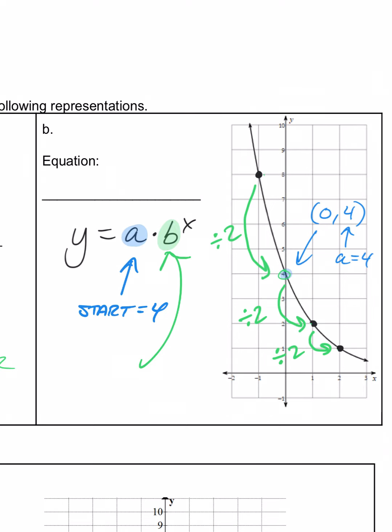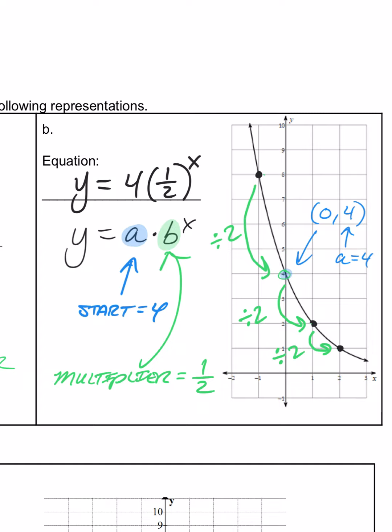Now your multiplier is going to be 1/2, because we need to multiply by 1/2 to divide by 2. Our equation is going to be y is equal to, we start at 4. Now, I like to use parentheses when I have fractions. 4 times (1/2) to the power of x. This is our exponential. The start is 4. The multiplier is 1/2.